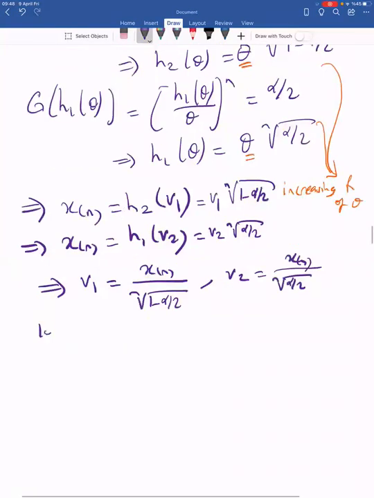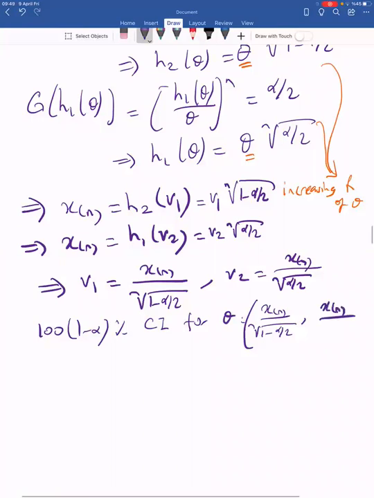So from here we can say that the 1 minus alpha confidence interval for theta will be the nth order statistic over the nth root of 1 minus alpha over 2, and the nth order statistic over the nth root of alpha over 2.